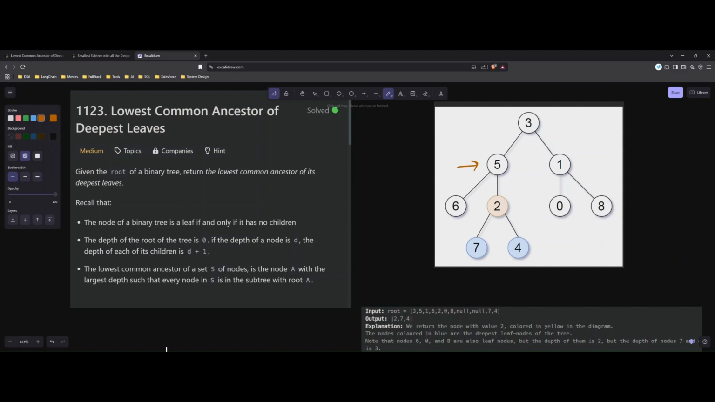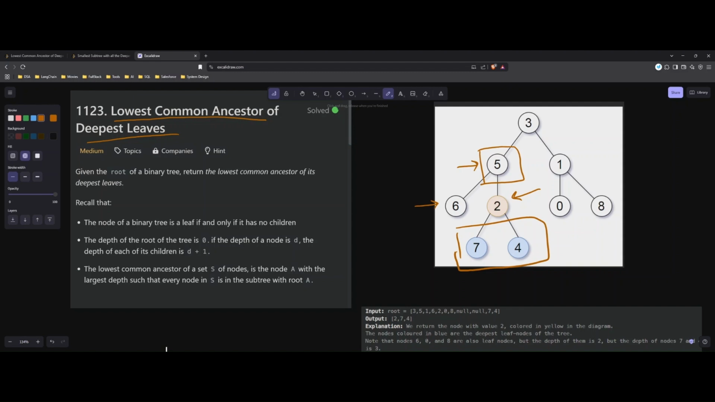So for this 5, we'll say that its children are this 6 and this 2. This can be the ancestor, okay? But we are talking about the lowest common ancestor of the deepest leaves. Deepest leaves means, what are the deepest leaves? So these are the deepest leaves.